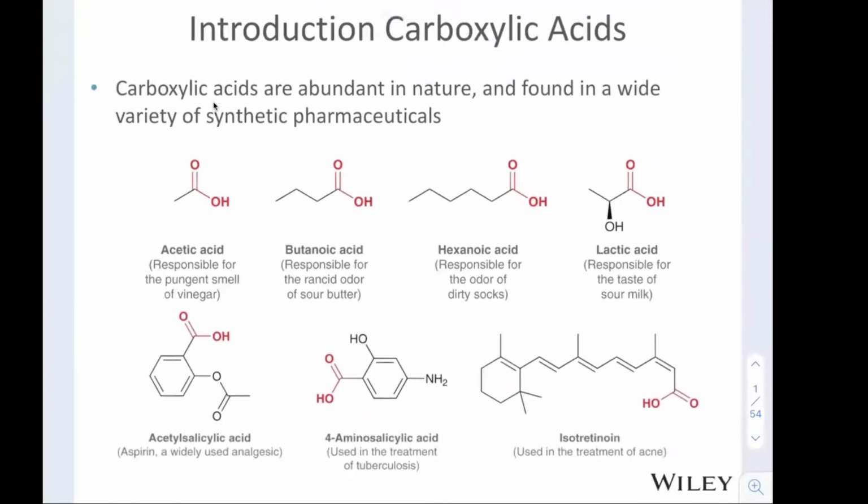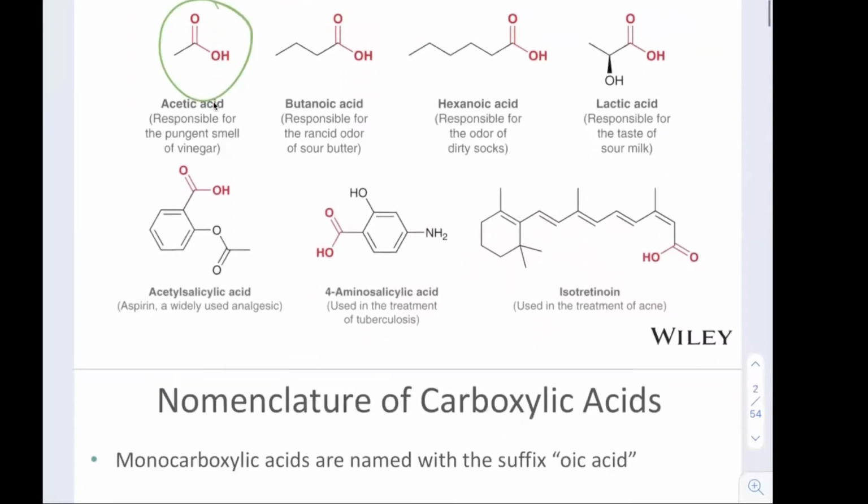Acetic acid is vinegar, and that's what that looks like. And acetylsalicylic acid, that's aspirin. So when we get a headache, we take that. Here's another drug used for tuberculosis. Here's lactic acid. That's the one that builds up in our muscles when we have muscle aches and pains, and it's also responsible for the sour taste in milk. So carboxylic acids are everywhere.